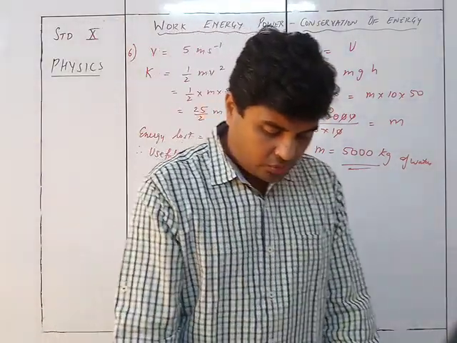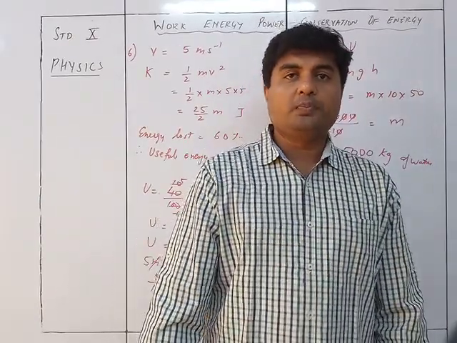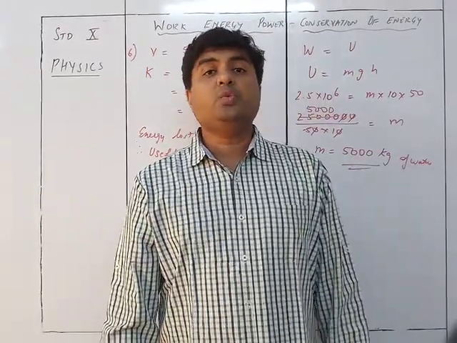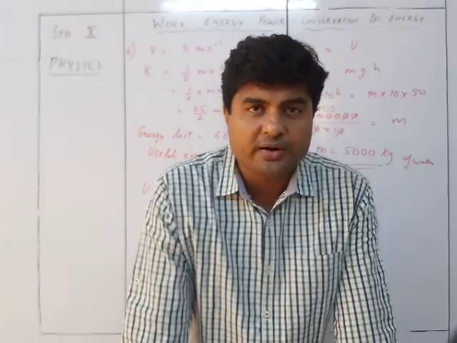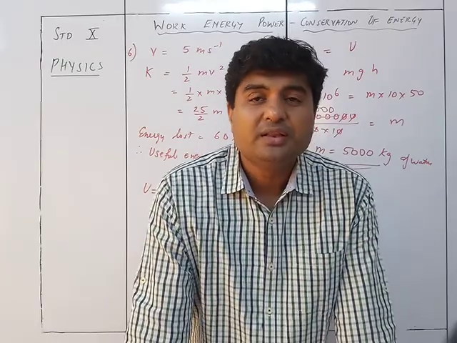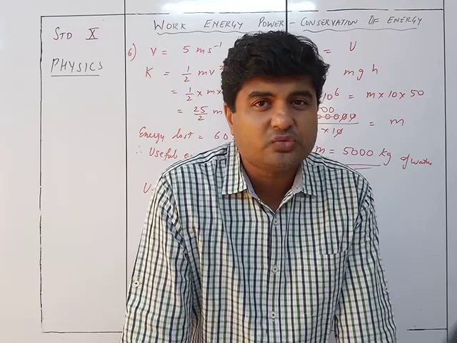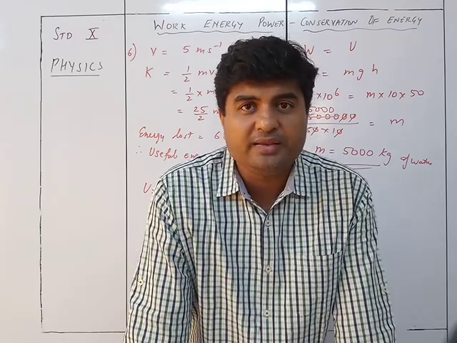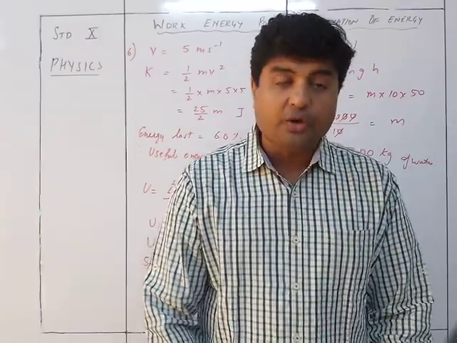So these were the 6 sums of the work power energy, last part, that was conservation of energy. With this we complete our chapter work power energy in all respects, including the numericals. So that was the end of the chapter. There were 3 parts in it, so all the 3 parts had got the numericals. We had done all the 3 numericals also properly. Please go through them properly. These are very important numericals. So that's the end of the chapter.